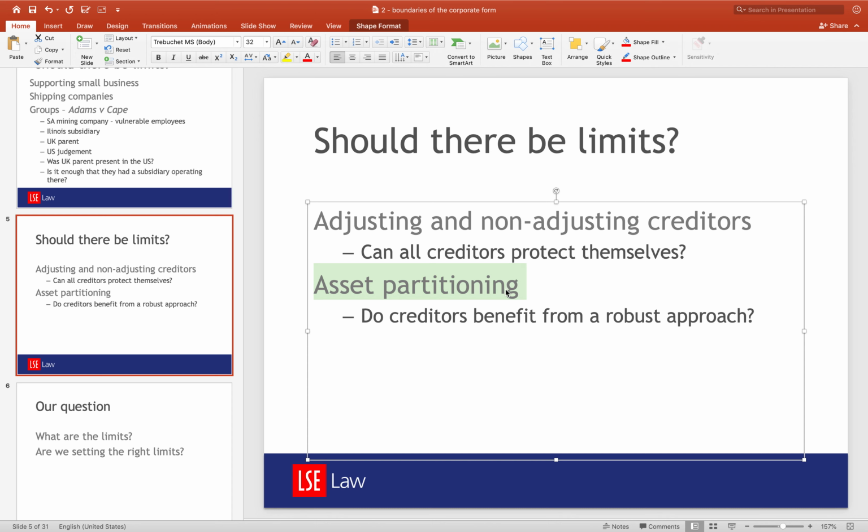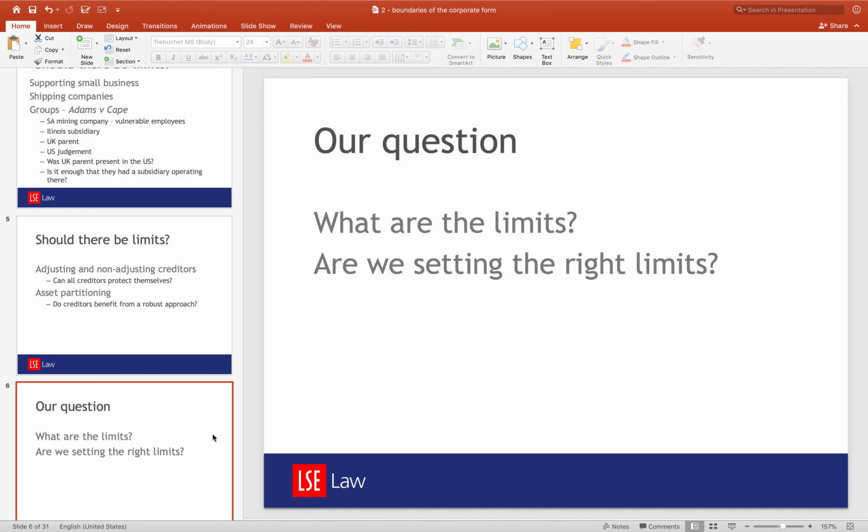It's important to say sometimes, because the chances are that subsidiaries in countries with vulnerable employees are very likely to have fairly limited resources. Okay, so I've set up the problem. The question is, what are the limits, and are we setting the right limits?